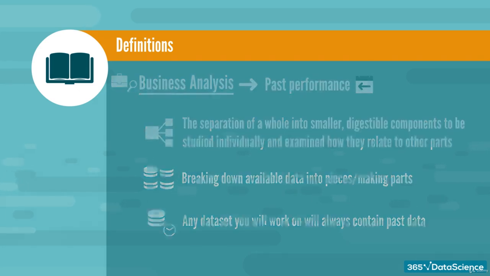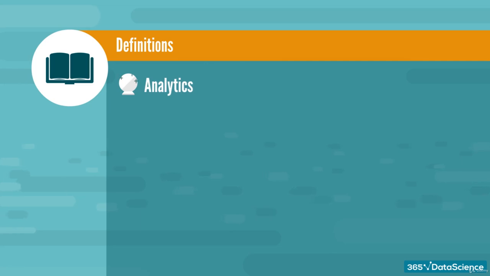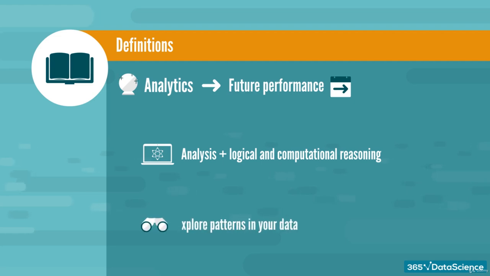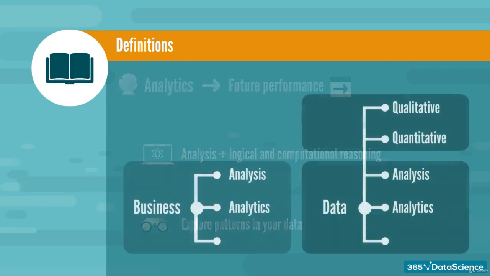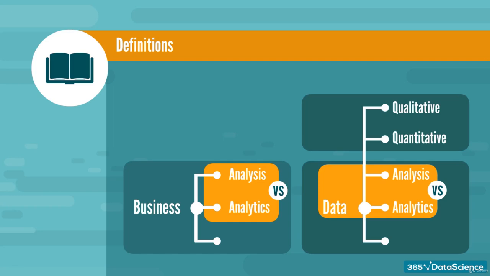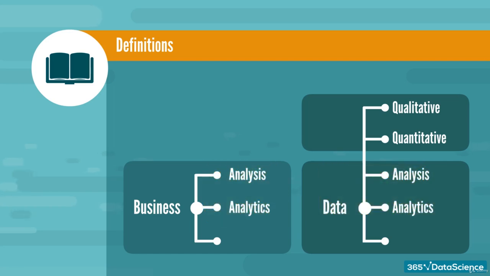Right. As you've probably guessed, analytics is forward-looking. In other words, it deals with the future. How does that work? In short, while doing analytics, you take the components obtained through analysis and apply logical and computational reasoning. The idea is to explore patterns in your data that can help you predict future performance. Thus, analytics isn't backward-looking. It studies the future. I believe that now you can easily distinguish between business analysis and business analytics, as well as data analysis and data analytics. Correct?